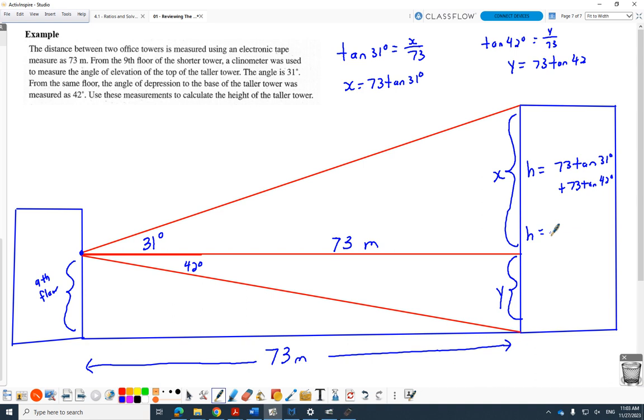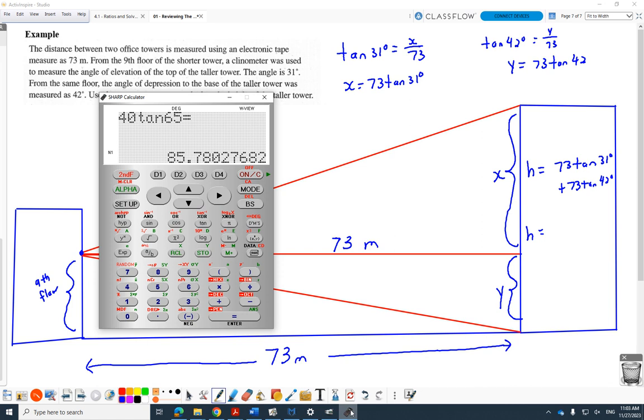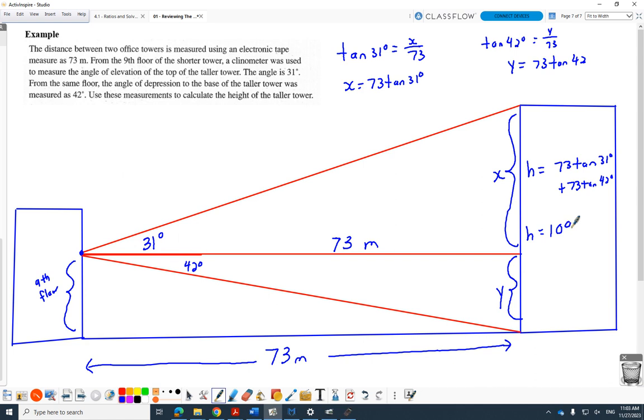If all of this is pretty straightforward to you, like, oh, I'm pretty good at this. So that one's 73 tan 31. That one's 73 tan 42. And now my calculator does the rest. 73 tan 31 plus 73 tan 42. Tan 31, tan 42. Someone else type it in. Did you get 109.6? Did someone else type it in? Yeah, I got that answer too.